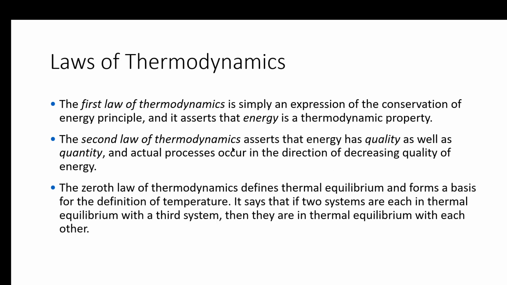The second law of thermodynamics just basically talks about the direction, right? Decreasing quality. Energy is transferred from a higher quality source to a lower quality source. And we'll take a look at a few examples. The last one, the zeroth law, talks about thermal equilibrium. All right. And the basic idea is if you have two systems in thermal equilibrium with a third system, then they are in thermal equilibrium with each other. Okay. And we'll take a quick look at a diagram for that.